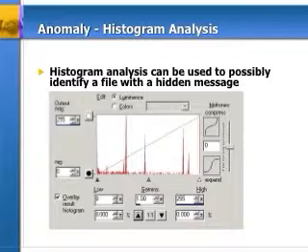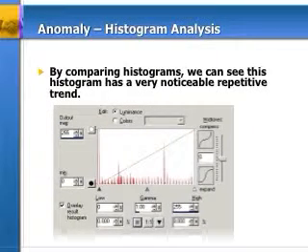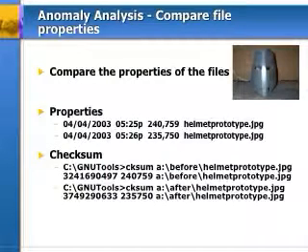Histogram analysis can be used to possibly identify a file with a hidden message. We could use it to determine a snapshot of a histogram before and after of that file. But again, you'd have to have the before to determine the after. By comparing histograms, you can see a very noticeable repetitive trend, over and over, maybe on multiple files.